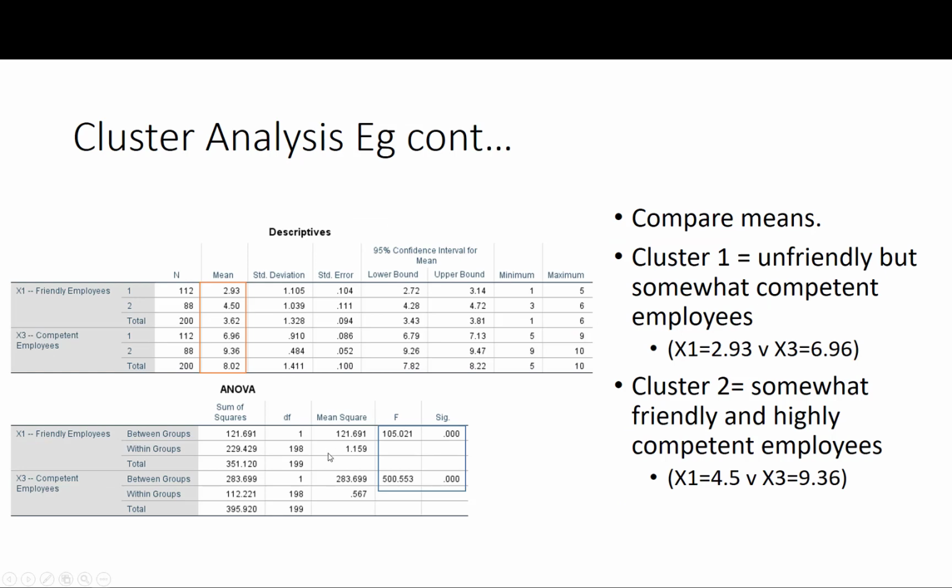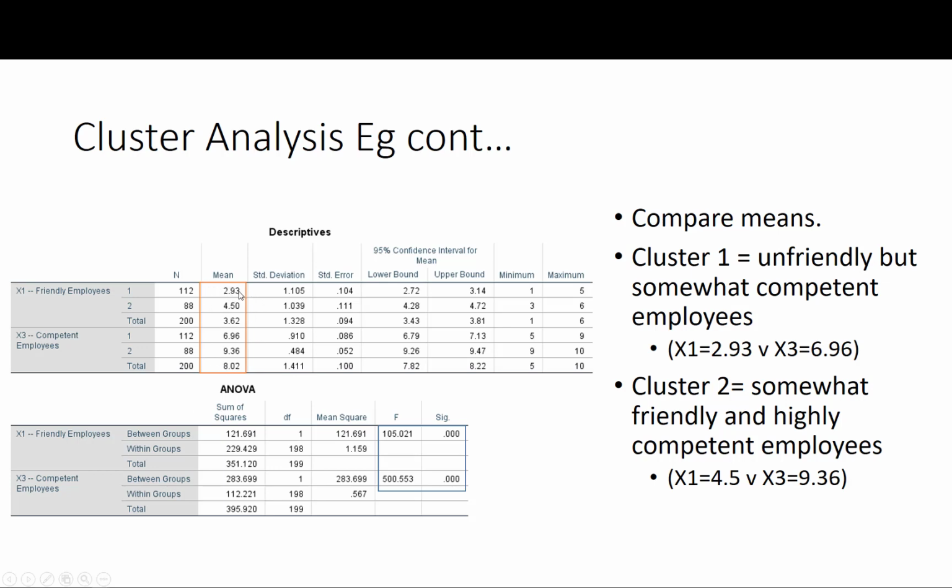So we have our ANOVA table with the significance of whether there is a between group difference between friendly employees and competent employees, and we see that the significance between my 2 clusters for the friendly employees is significant, and the difference between competent employees is also significant. So on both of these variables, my 2 clusters have significant differences in explaining people's responses here. Then I need to look at my mean table.